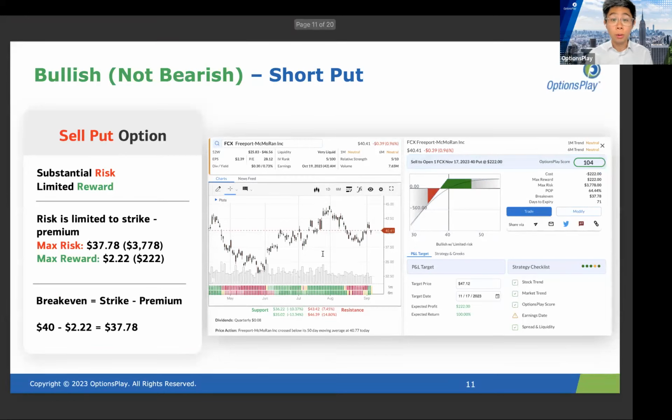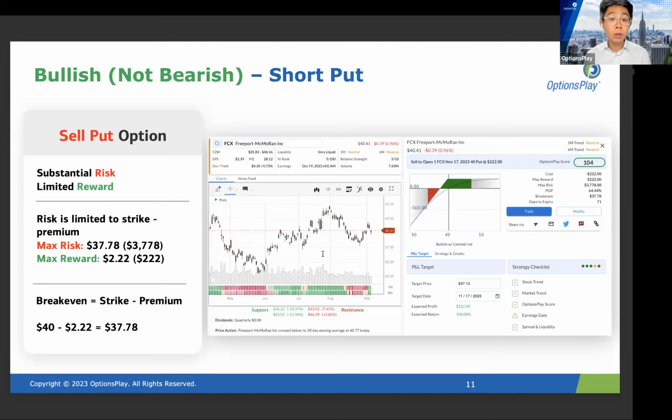Let's now look at a short put, which is bucketed into the bullish strategies. But like I said, just like how calling the long call bullish is not, in my opinion, the fully accurate description, to call a short put bullish is also, in my opinion, not fully accurate. I think a more accurate description for it is not bearish. I'm going to show you why. So selling a put option. When do you want to sell a put option? We're going to show you the chart that's going to help you make that very crystal clear.